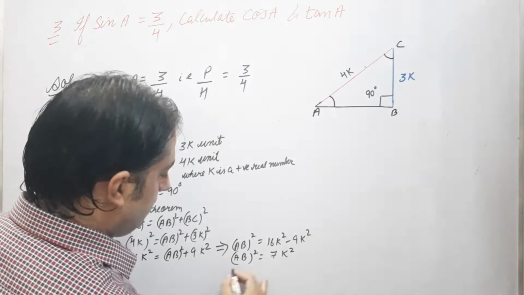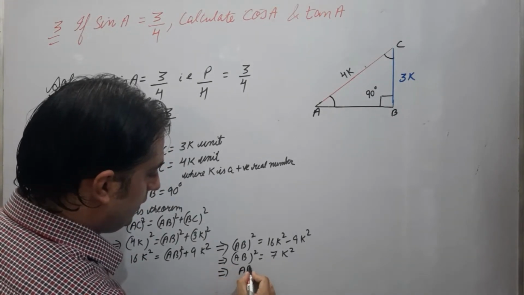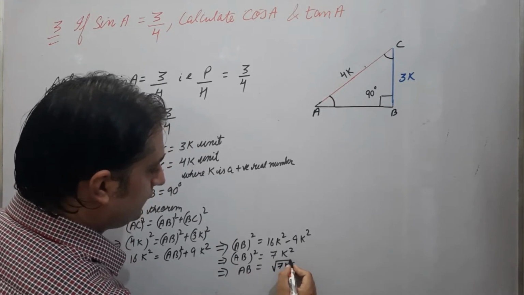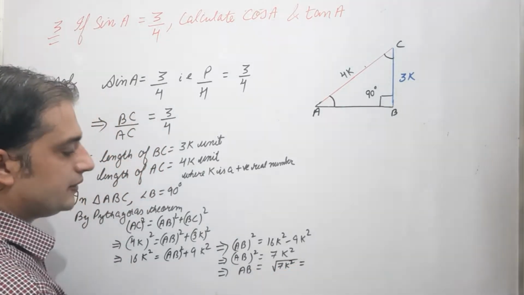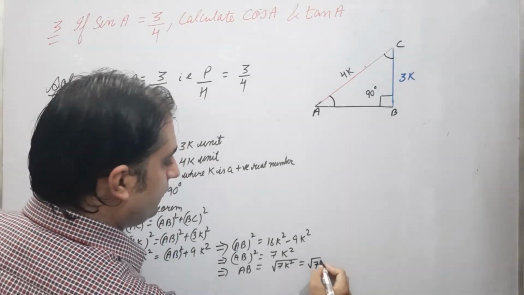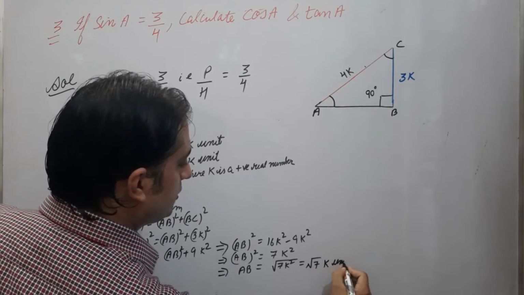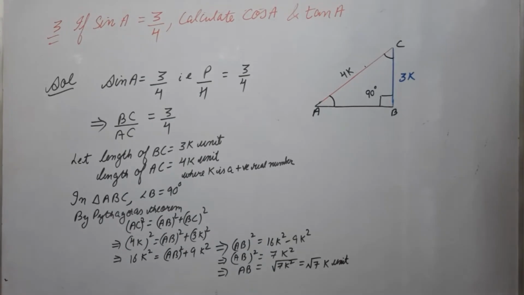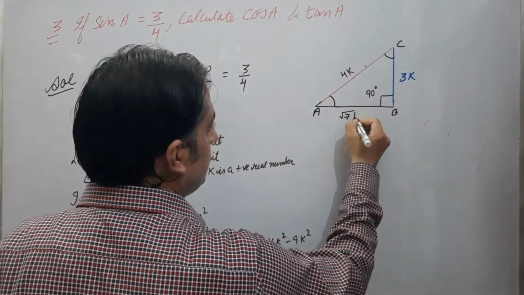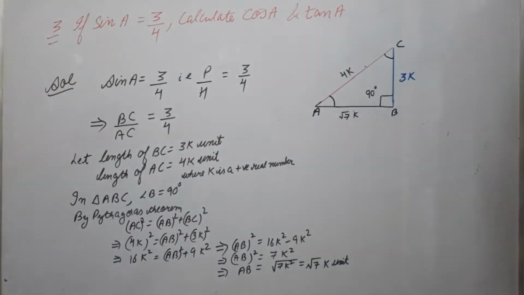Right. It implies AB is the square root of 7k square. The square root of 7k square, root 7 as it is, and square root of k square, that is k, a unit. Now this is the length of the third side, that is root 7k. Root 7k, right? So this is the length of the third side.